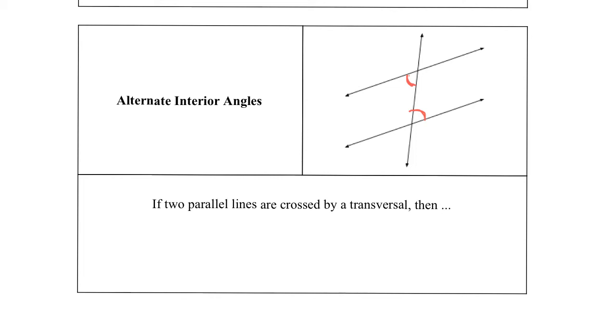And if 2 parallel lines are crossed by a transversal, then alternate interior angles are, let's take a quick peek. Do these look like they're congruent or supplementary? Notice they're both acute. If they're both acute, can they be supplementary? No, so it must mean they are congruent.